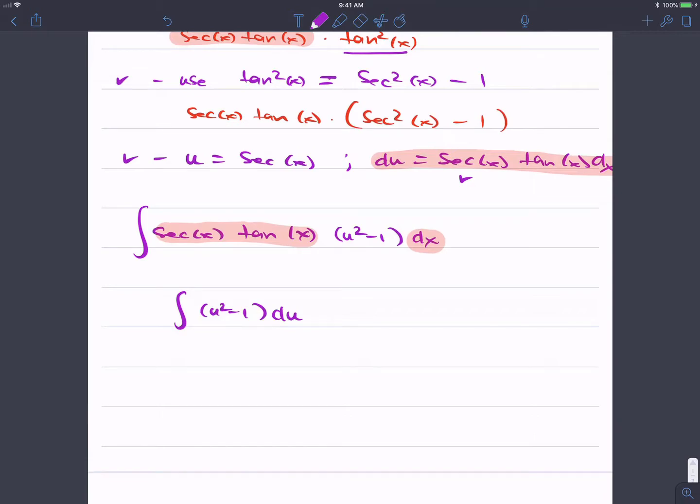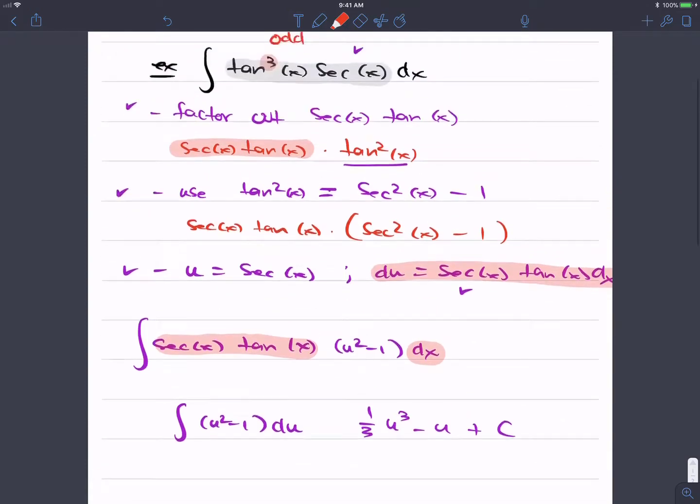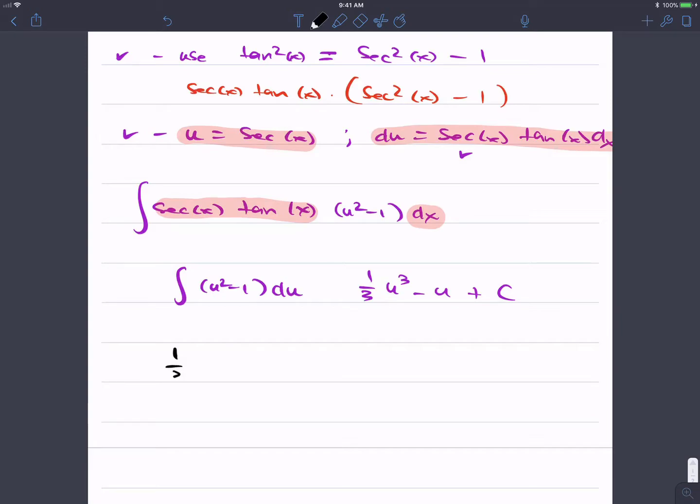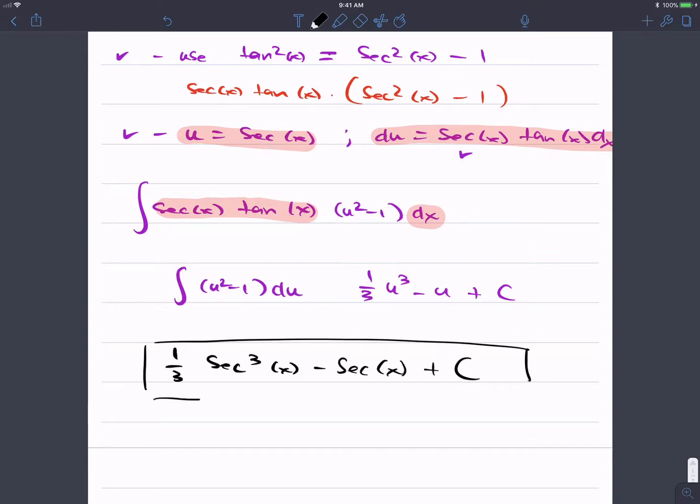And now I can integrate from calculus 1. We know that's 1/3 u cubed minus u plus c. We just have to go back and remember what is u. And remember what we said u would be. u is actually secant. So my final answer is going to look like this: 1/3 secant cubed minus secant plus c. Here you go. Here it is.